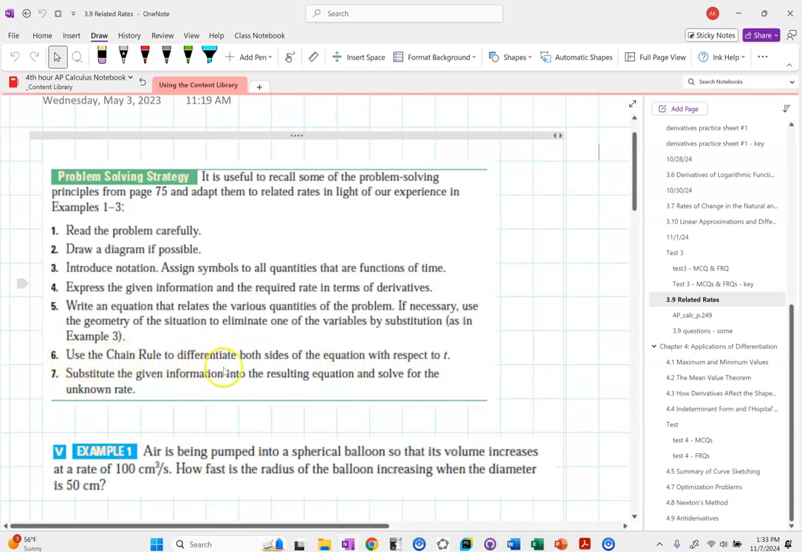Step 6 says, use the chain rule to differentiate both sides of the equation with respect to t. That basically means when I do d/dt of both sides, all the variables that aren't t, you get a dV/dt, a dh/dt, a dr/dt, whatever as you go. And then the last step is substitute in the given information and solve for the unknown rate.